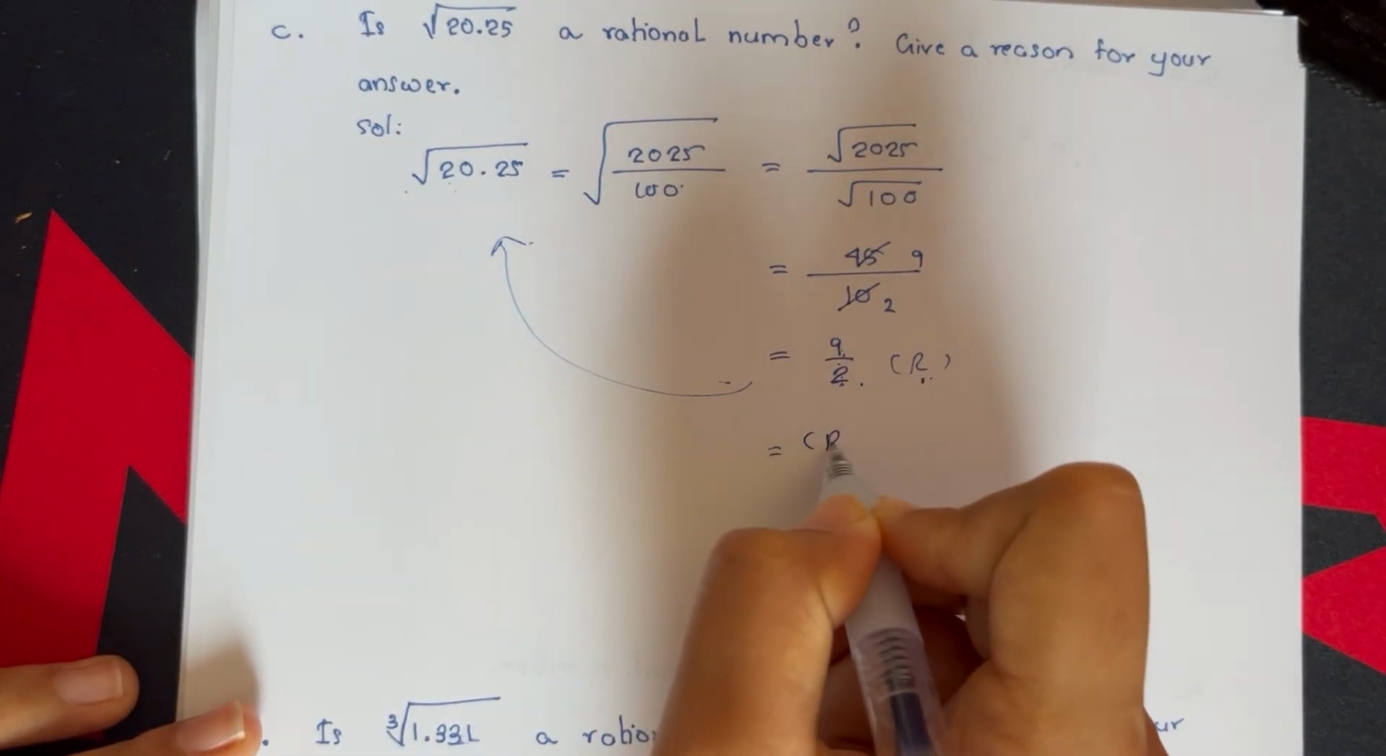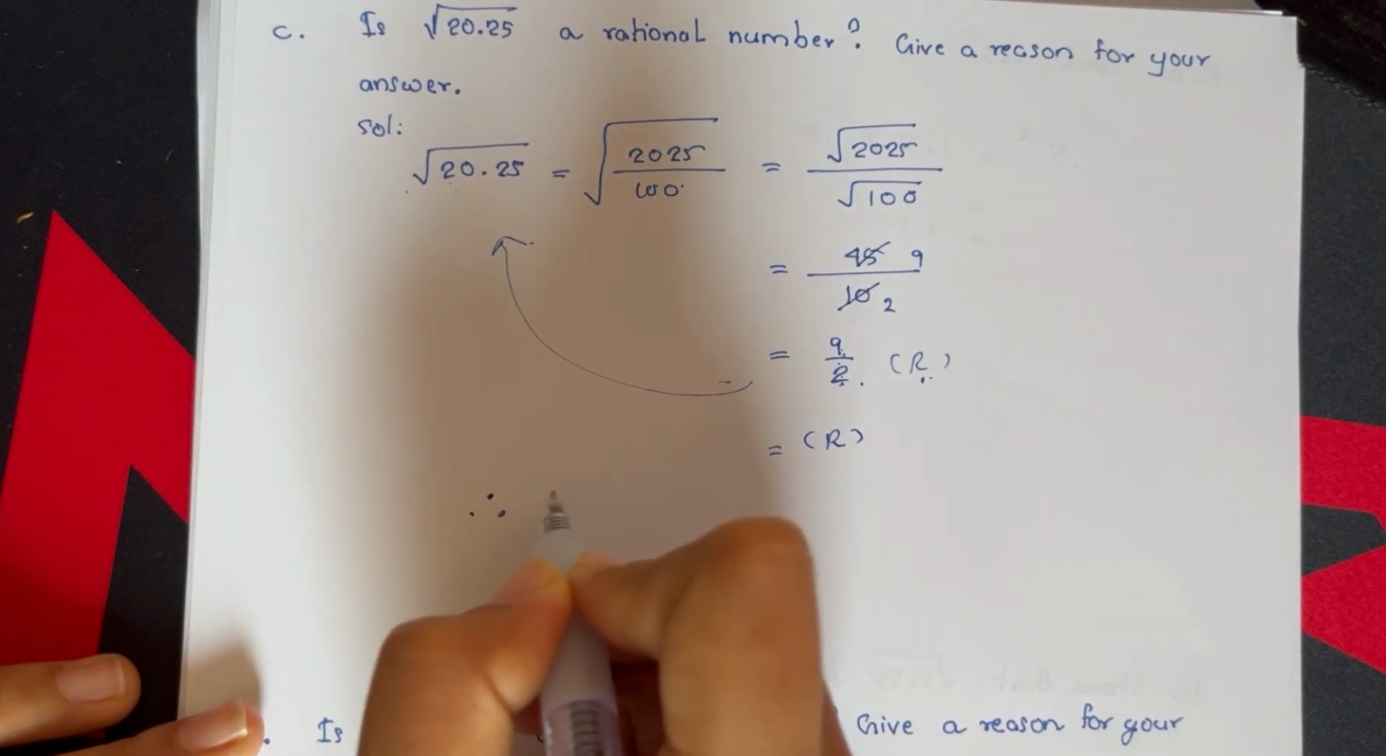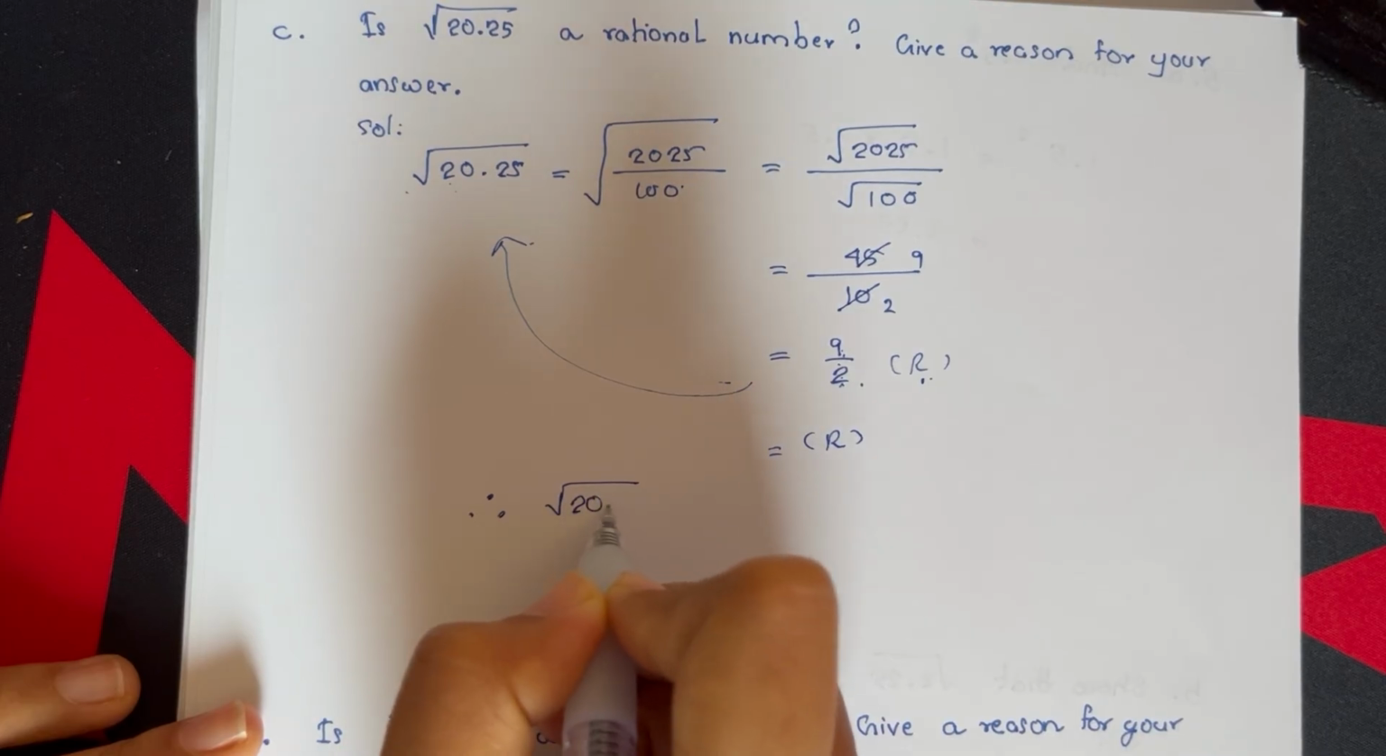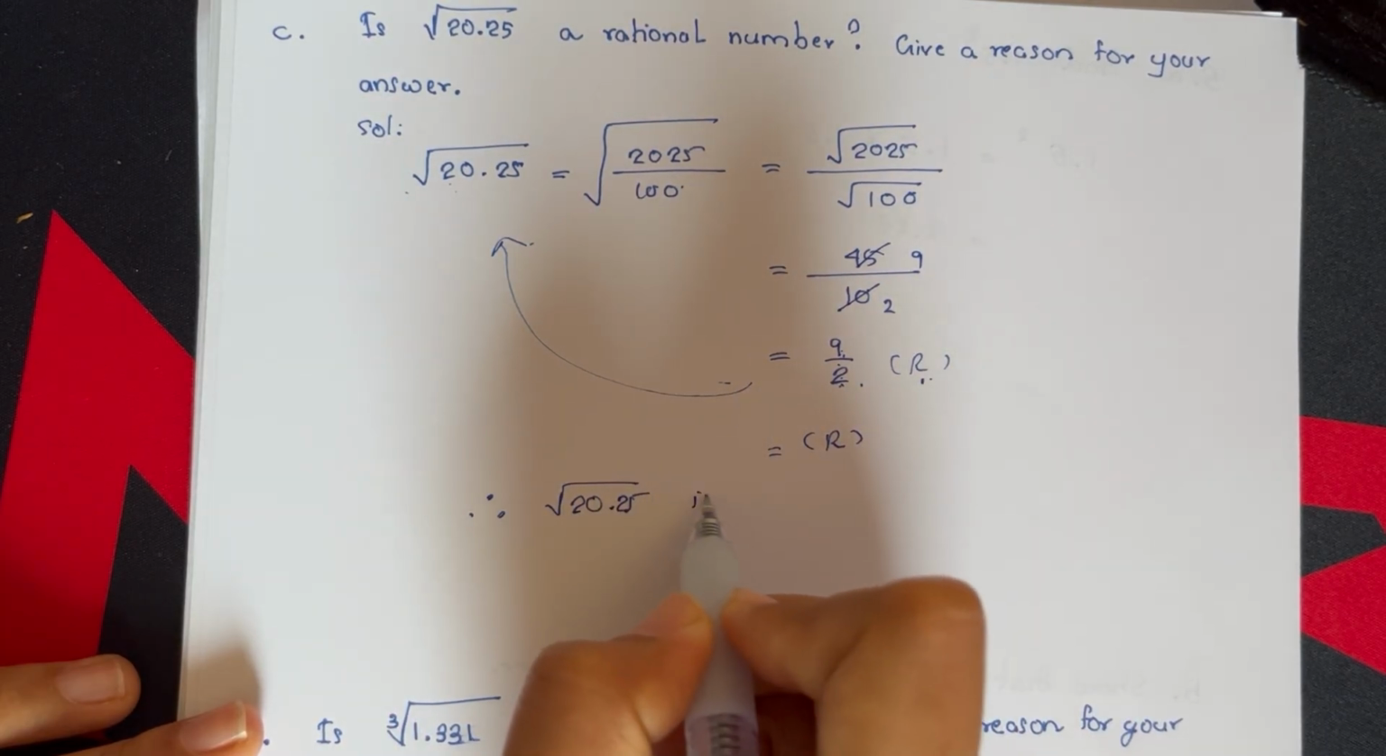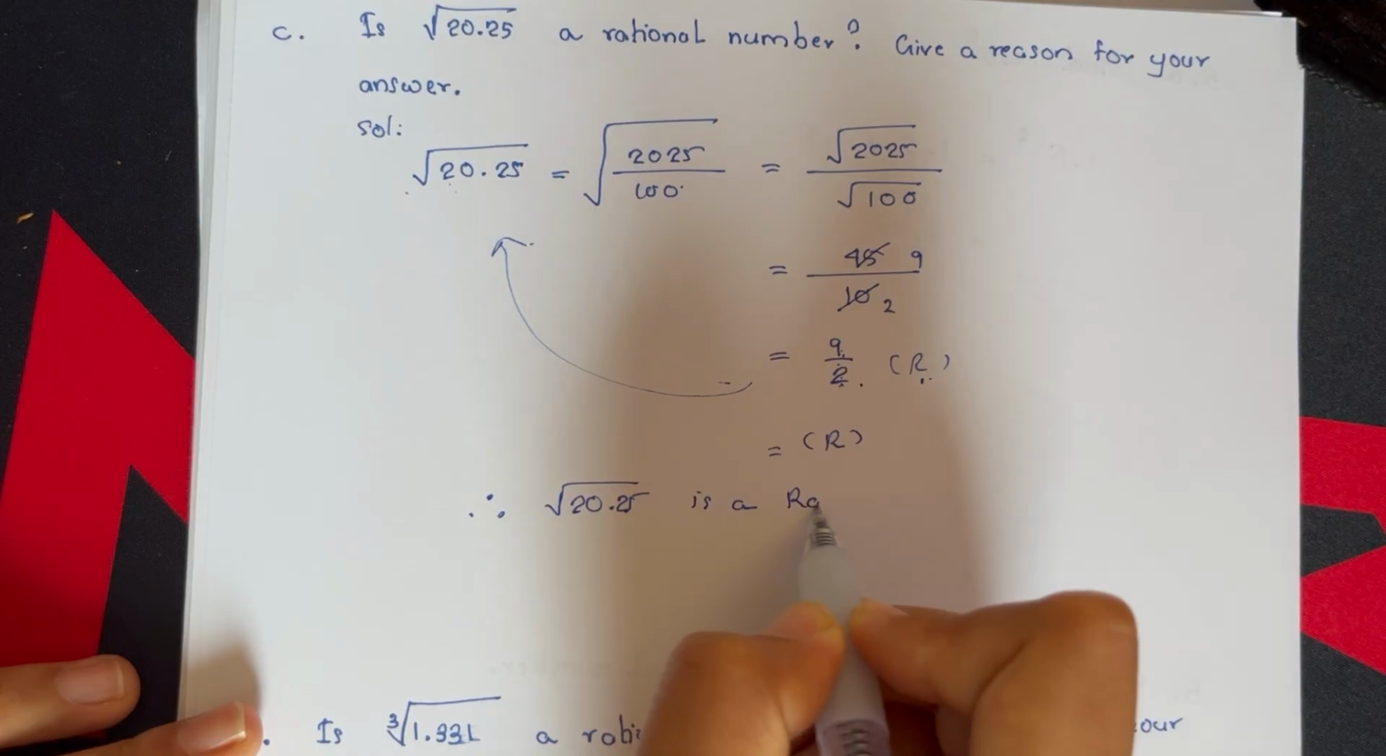So we will say that's why square root of 20.25 is a rational number.